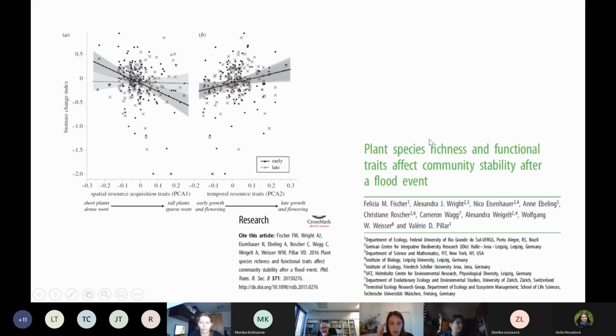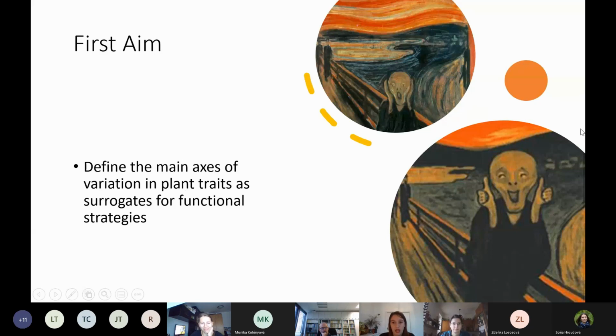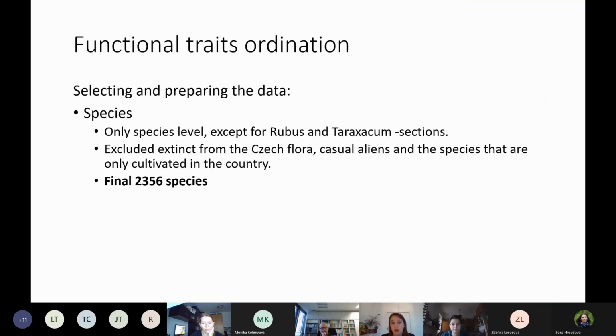In another paper that I published, I have how the community-weighted means of those traits are affecting ecosystem processes. For example, here it's the change in biomass. So yeah, now I have the first aim of my project. I want to define the main axis of variation in plant traits as surrogates for functional strategies. So I'm going to build a functional traits ordination, but first I have to select and prepare the data.